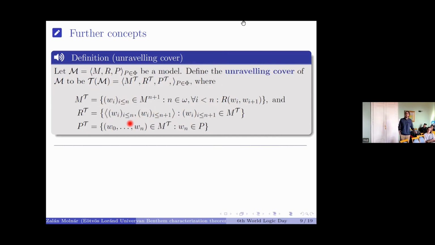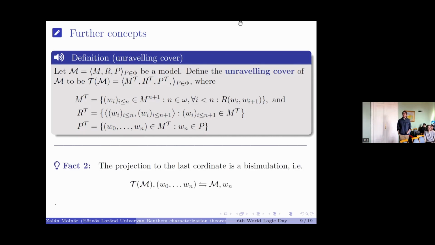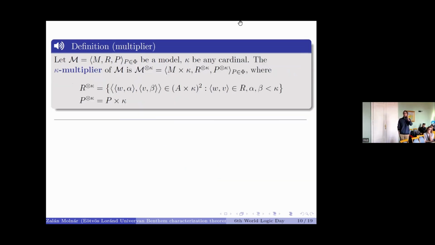The interpretation of the unary predicates is basically just the projection to the last coordinate, and I check whether it is in P or not in P. And as a matter of fact, the unraveling cover is bisimilar to its original structure. So having this unraveling cover, or unraveling tree, we define the next one.